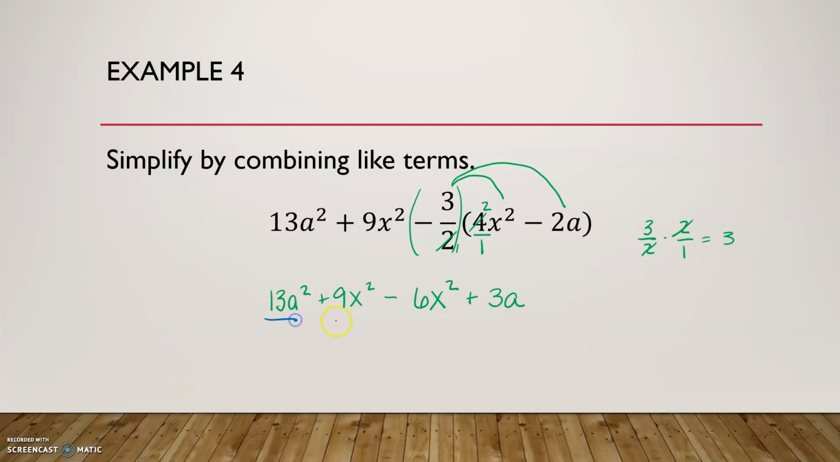I've got a squared. Well, that's squared, but it's x squared, so those aren't like terms. I've got an a, but it's not raised to the second power, so this one has no like terms. It's just going to come down here and hang out by itself. Then we have x squared and x squared. These are like terms, so I can do 9 minus 6, which gives me +3, and then I keep the variable the same. And then finally, we've got 3a.